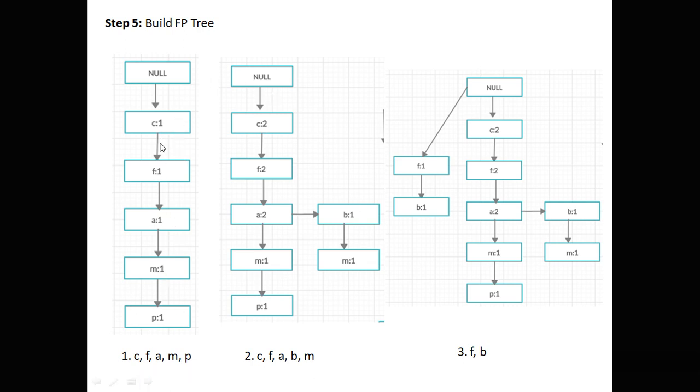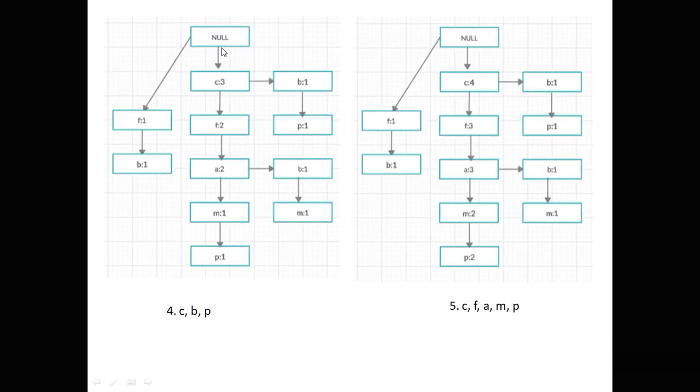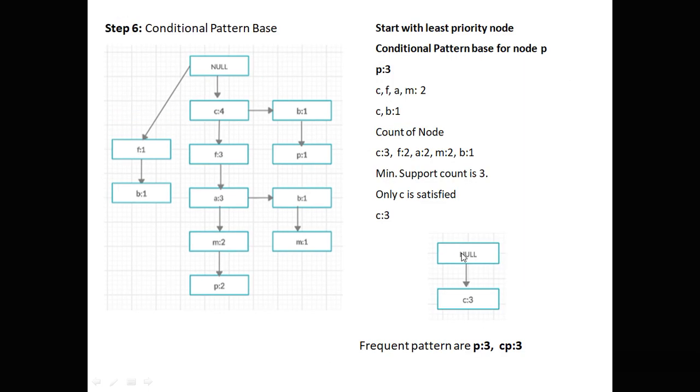C, F, A, M, P with count 1, then C, F, A, B, M, then F, B, starting with the null, C, B, P, starting with a new branch after the C. Next is C, F, A, M, P, same as our previous, so increment the count, and this is our final tree. Now we need to generate the conditional pattern base for each node.